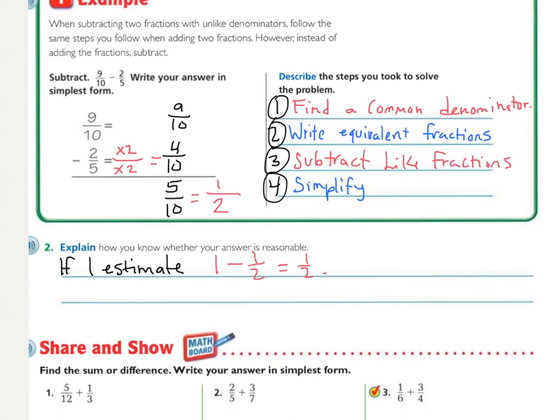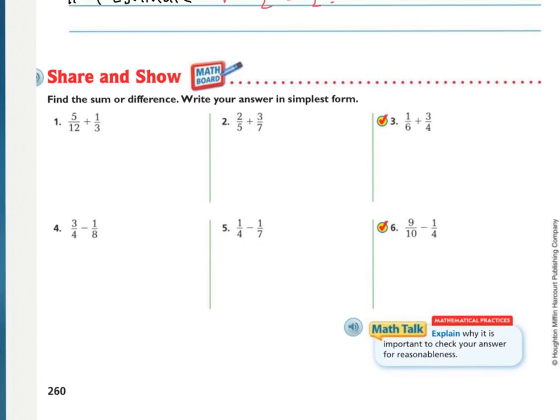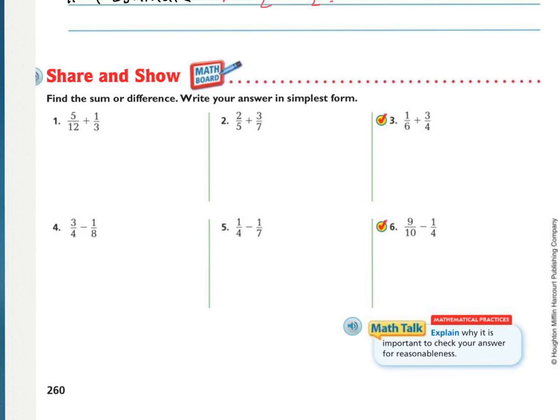Now go ahead, work on the share and show. You need to pay attention to whether you're adding or subtracting. Find a common denominator, add or subtract, and then make sure that you simplify. Press pause while you work.